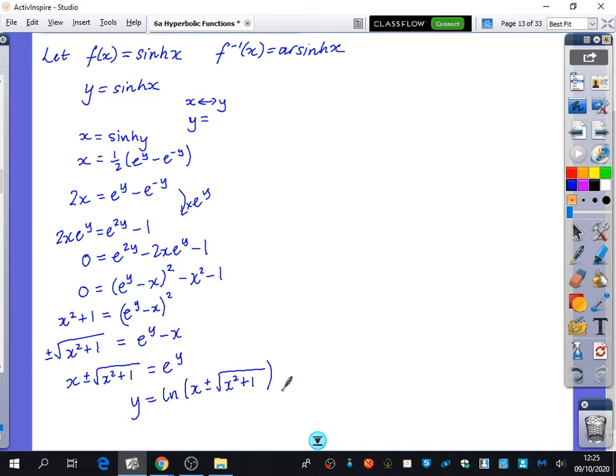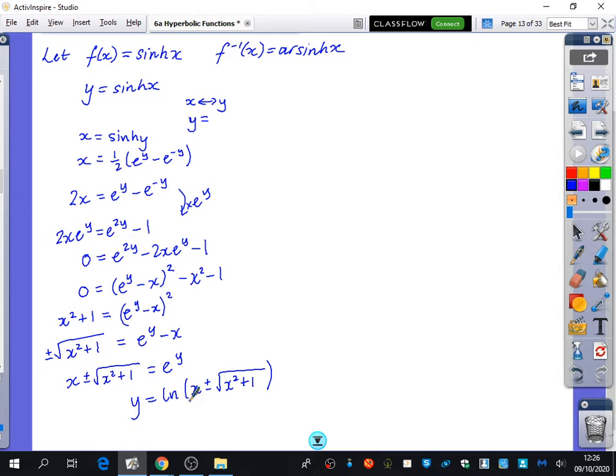But we haven't finished, because we have a plus or minus, and they don't have a plus or minus. And then we need to try and reason, why am I not allowed to have the minus here? Very good. The root of x squared plus 1 is obviously going to be bigger than x, because it's 1 bigger than x squared. So if I did x minus something that was bigger than x, you would have a negative number, and you can't input negative numbers into ln.